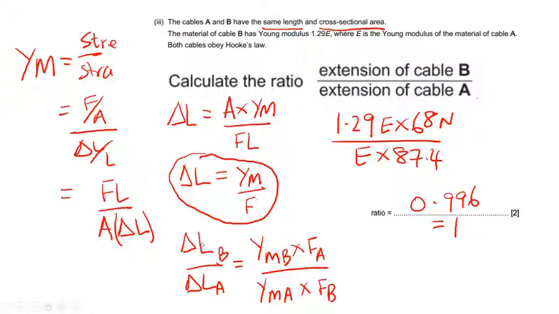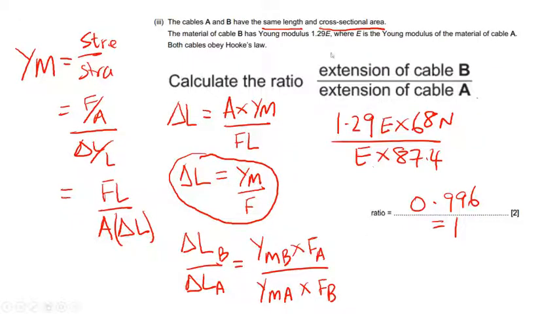The reason why I've got rid of the A and the L is because when you divide one by the other, they cancel out. The only two things that are different are the Young's modulus and the forces. So if you look at the ratio of the extensions algebraically, the extension of cable B divided by the extension of cable A is equal to Young's modulus of B times the force of A divided by the Young's modulus of A times the force of B.